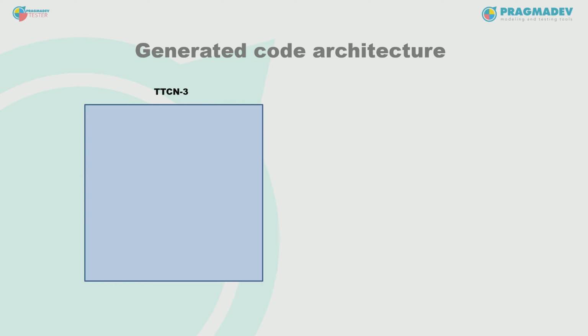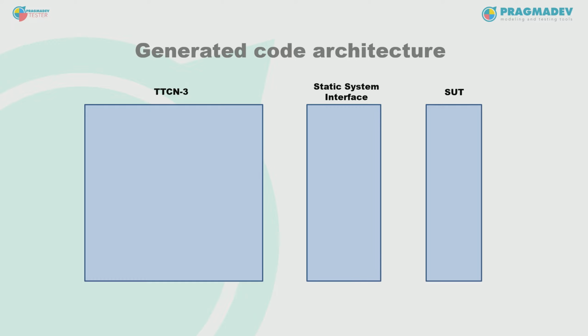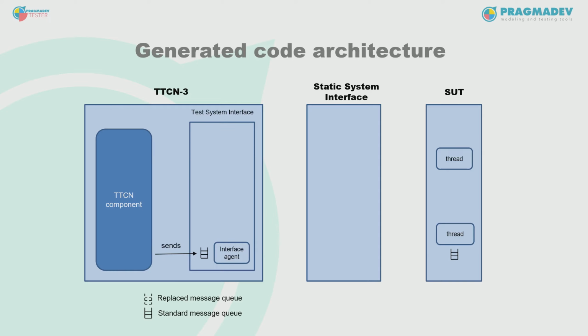Let's have a look at the architecture of the system interface. First, we have the TTCN3 part. Second, the SUT, and finally, the system interface in between. The SUT has its own internal architecture, possibly with threads and message queues. In the test case, a TTCN3 send instruction will actually send a message to an interface agent. The agent calls the macro corresponding to the port through which the TTCN message is sent. The user can fully customize the macros. For example, it can use a send message service to the SUT.